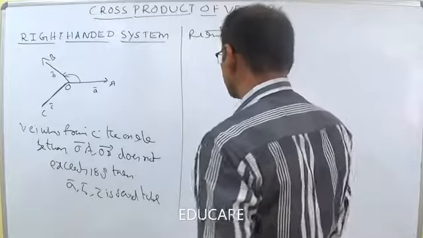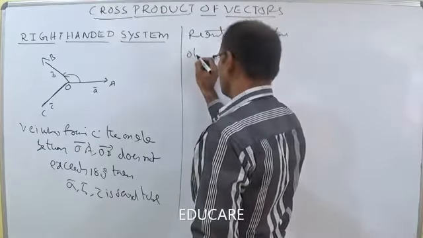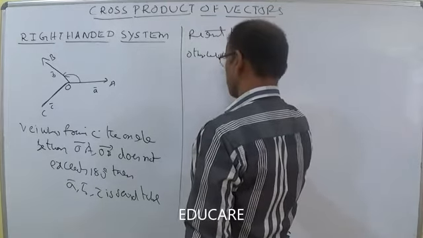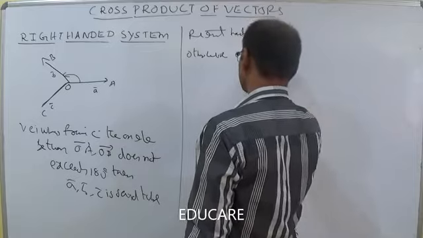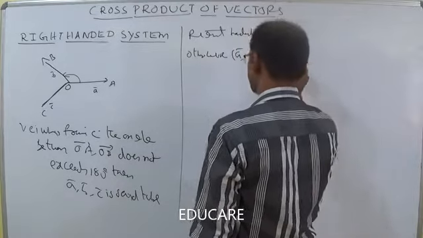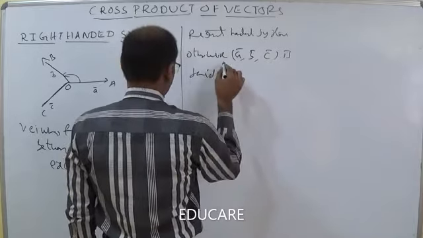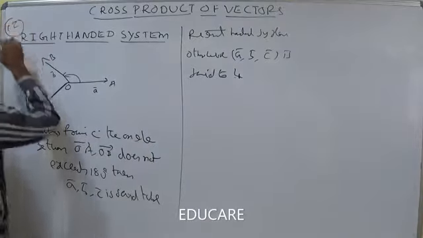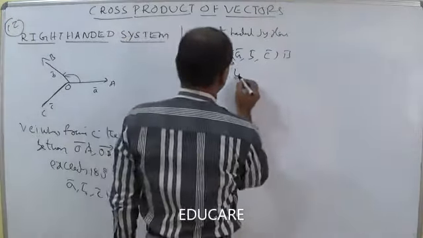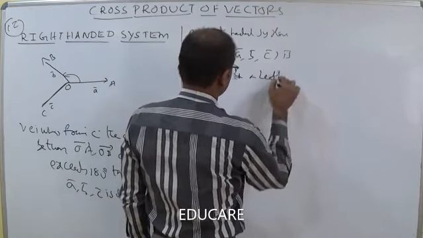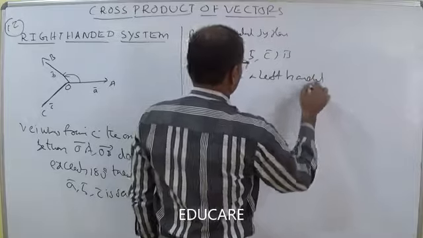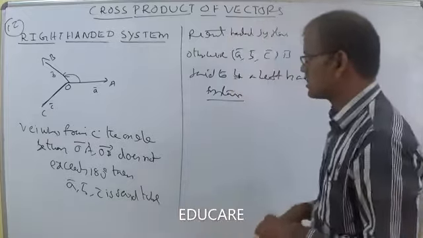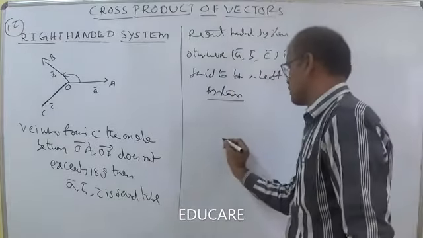Now, using that one, we can say: otherwise, A comma B comma C is said to be a left-handed system. This is the 12th point. So what is the difference between the left-hand system and the right-hand system?